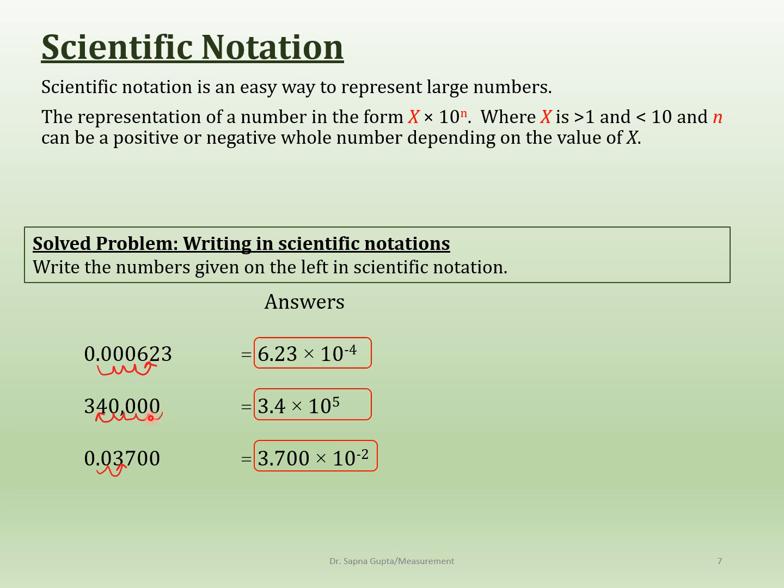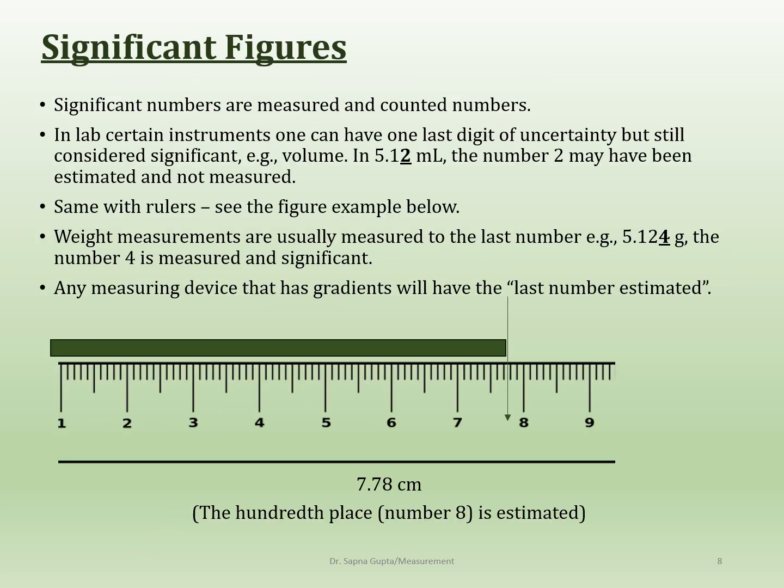So 1, 2, 3, 4, 5. Okay, so that's how you get this number. So again, you just need to practice a little bit in order to get comfortable with the scientific notations. Okay, just follow the rules.